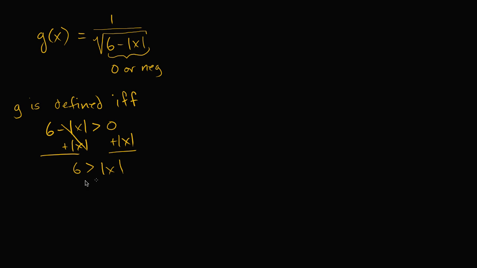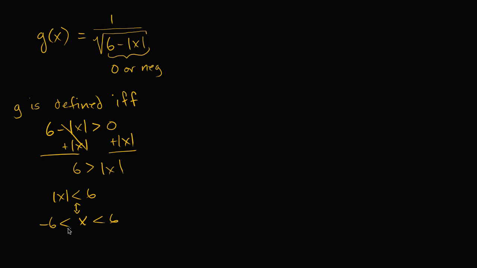Let me write it that way: the absolute value of x is less than 6. Another way of saying that is x would have to be less than 6 and greater than negative 6. Or x is between negative 6 and 6. These two things are equivalent. If the magnitude of x is less than 6, then x is greater than negative 6 and less than positive 6.